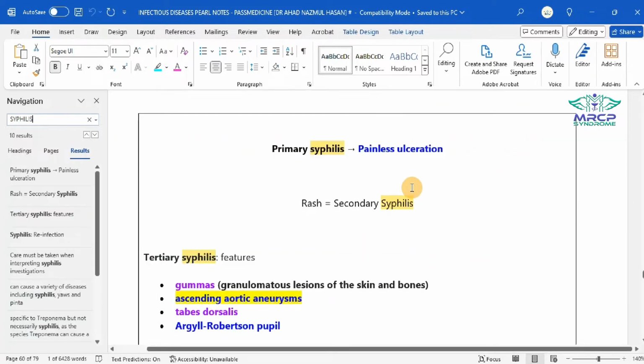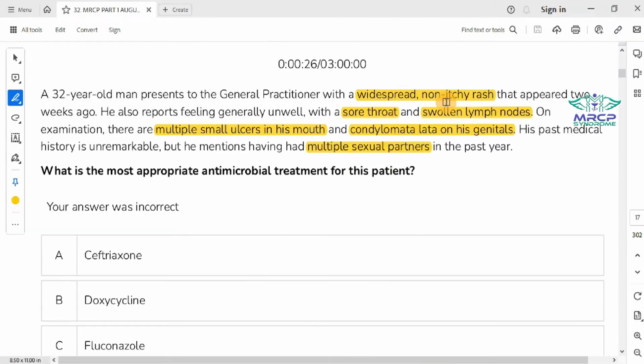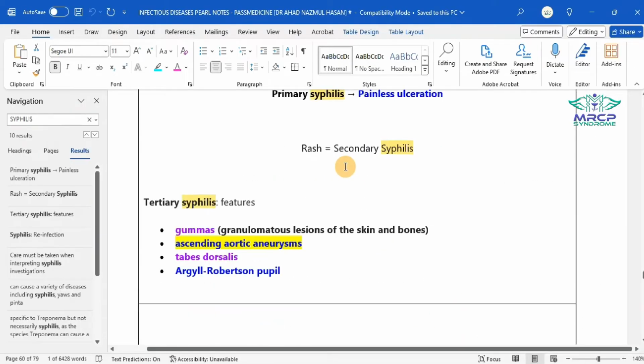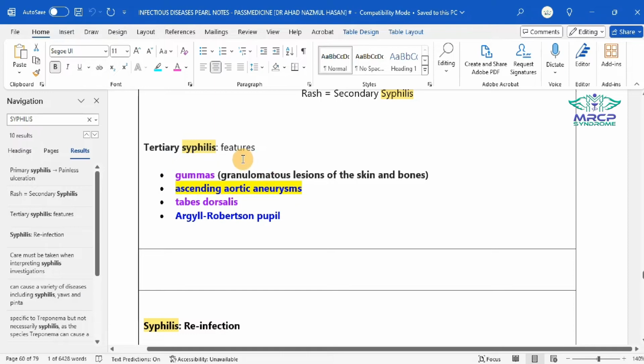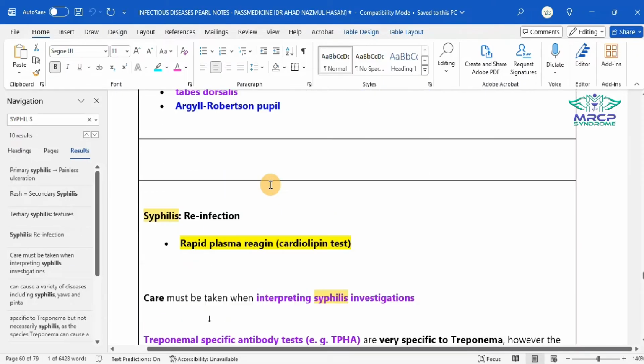In case of primary syphilis, there will be only isolated, painless ulceration. And whenever there is appearance of the rash, this indicates secondary syphilis. So there is a widespread non-itchy rash. Features of syphilis plus rash point towards secondary syphilis. And there are some other features of tertiary syphilis, like formation of gummas, ascending aortic aneurysm, tabes dorsalis, Argyll Robertson pupil. So this is a case of secondary syphilis.